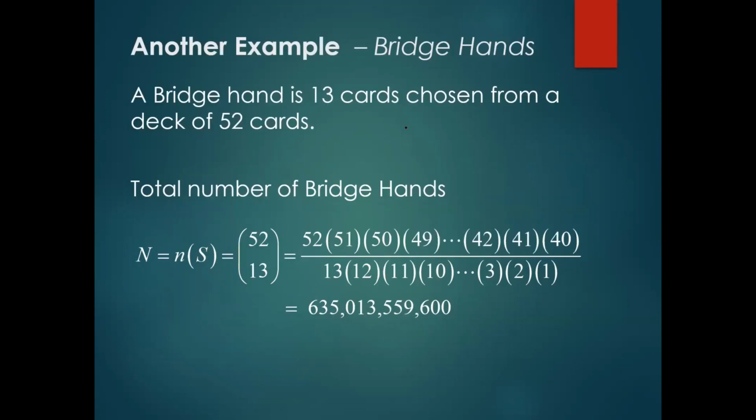0.47. Another example: a bridge hand is 13 cards chosen from a deck of 52 cards. How many bridge hands are possible? Just 52 choose 13. Wow, that's a lot.